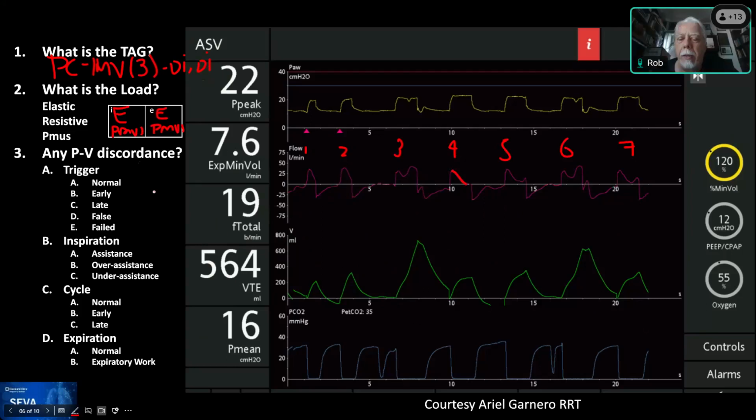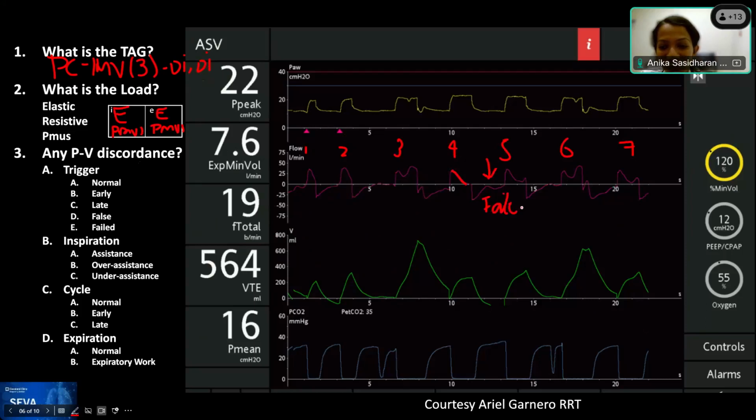So Ariel points out that you can see that this is a flow trigger because you have those little purple or magenta triangles. Yes, and if this was a pressure trigger, we would see yellow triangles. Yes, absolutely. And Sherry sees the failed trigger effort between 4 and 5. Yes, this is our failed trigger effort over here. So this one is failed.